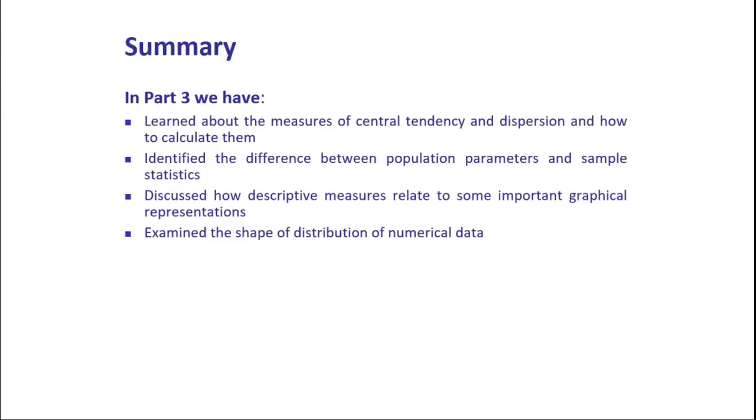So in summary, what we've done in this part is we've learned about the measures of central tendency and dispersion and how to calculate them. We've identified the difference between population parameters and sample statistics. We've discussed how descriptive measures relate to some important graphical representations, and we've examined the shape of distributions of numerical data.